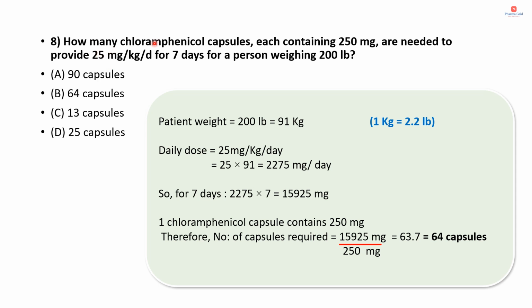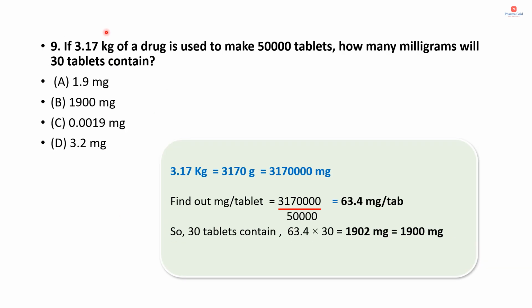And in the question they have mentioned that 1 chloramphenicol capsule contains 250 milligram. So therefore number of capsules required will be equal to 15,925 milligram, which is the total dose required for 7 days, divided by 250 milligram. That is equal to 63.7, that is approximately equal to 64 capsules. So 64 capsules will be required for this particular patient. So here the answer is option B. Moving on to the next question.